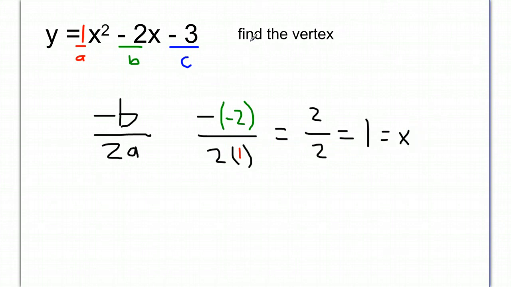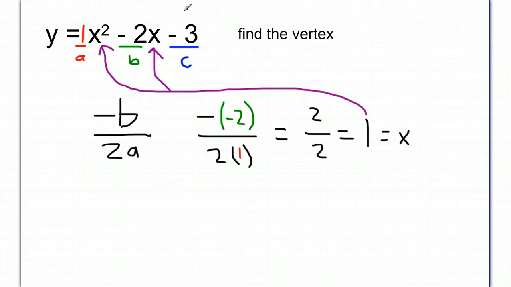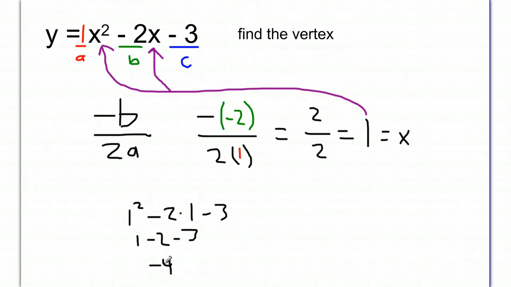And just to make sure that we can get y now, we take that 1 and we plug it back in for every place we see an x. So in our original equation, we have x squared minus 2x minus 3. Now we're going to have 1 squared minus 2 times 1 minus 3. 1 squared is 1. 2 times 1 is 2. We have a negative 3 out front. And so if you add these together, you're going to end up getting negative 4. And that's the y coordinate.